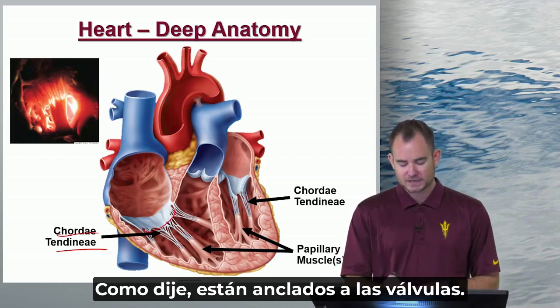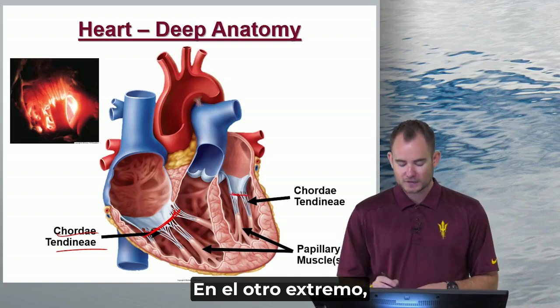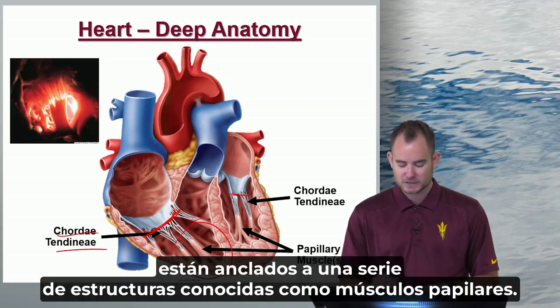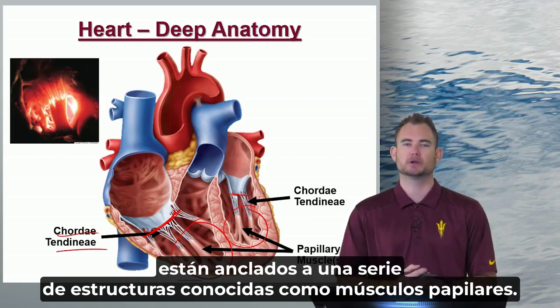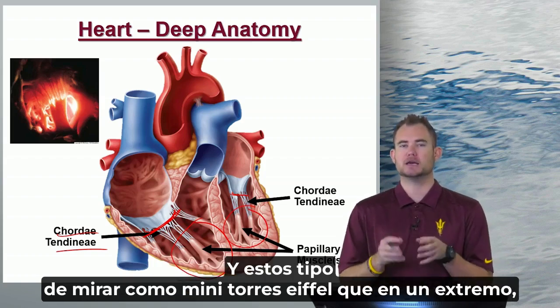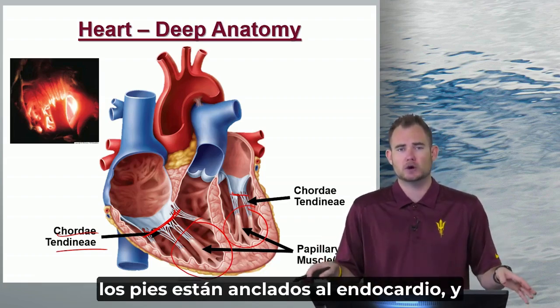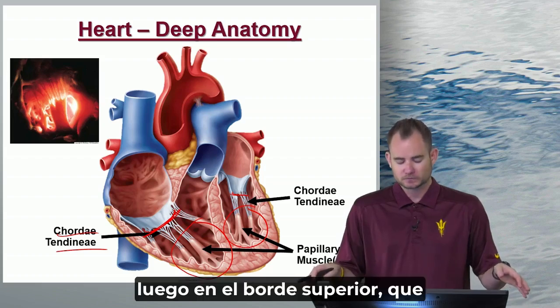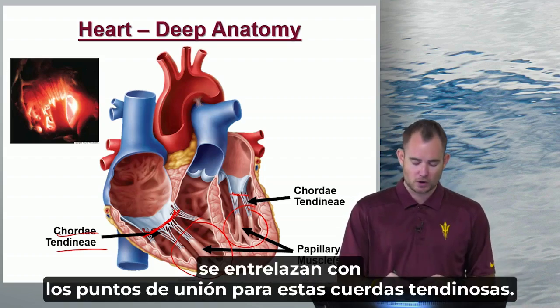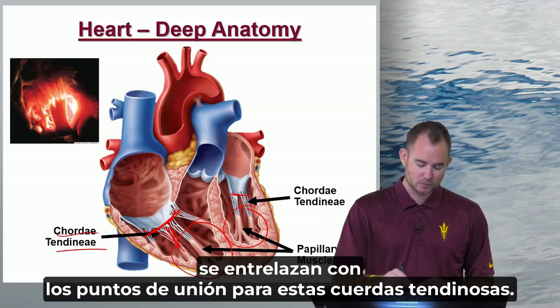On one end, like I said, they're anchored to the valves. On the other end, they are anchored to a series of structures known as papillary muscles. And these kind of look like mini Eiffel Towers that on one end, the feet are anchored to the endocardium. And then on the superior border, they are interlaced with the attachment points for these chordae tendineae.